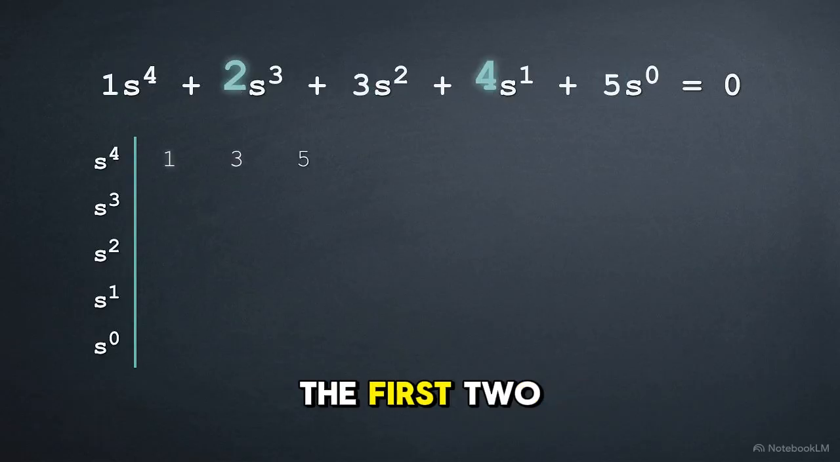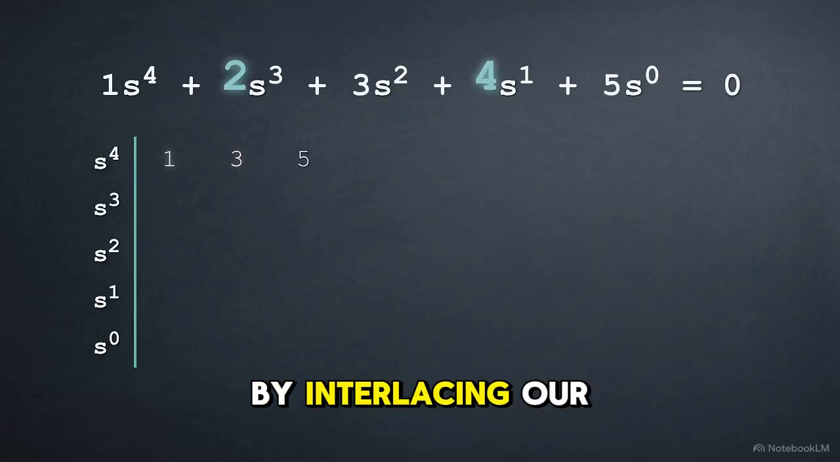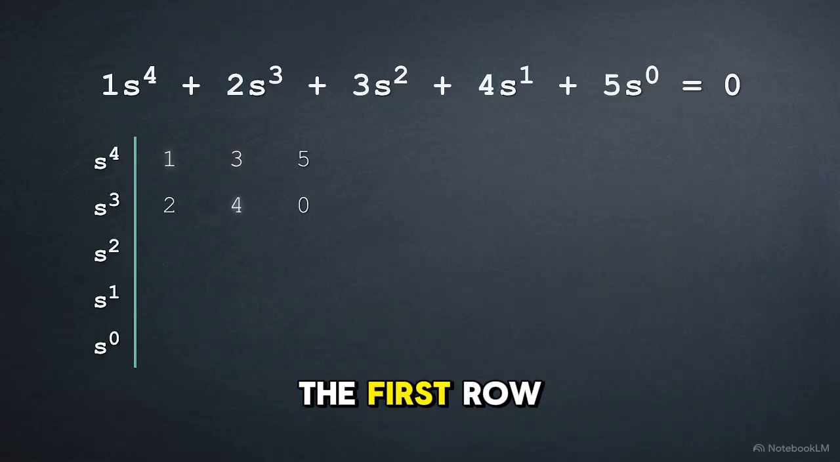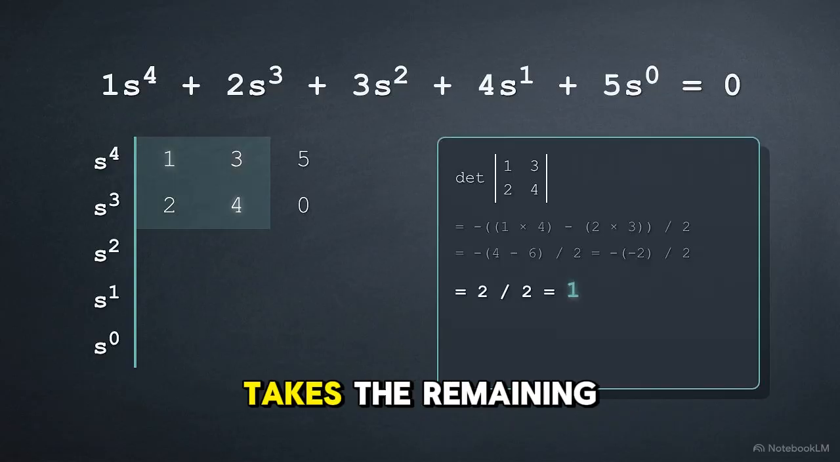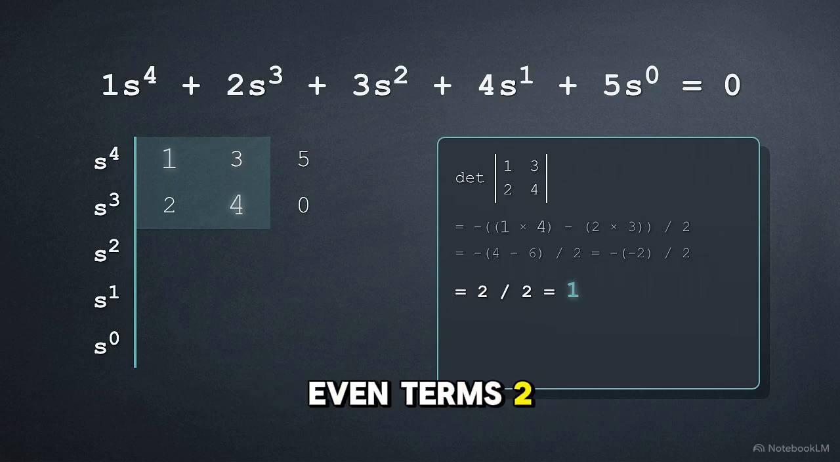Next, we construct the first two rows of the Routh table by interlacing our coefficients. The first row, matching the highest power of s, takes every alternating coefficient starting with the first: 1, 3, and 5. The second row takes the remaining even terms: 2, 4, and since there are no more numbers, a 0.